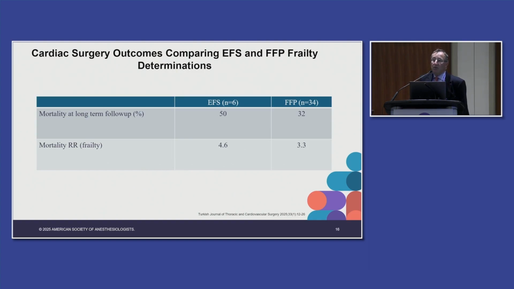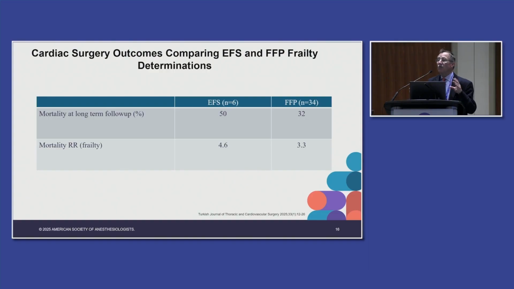Now, this particular slide highlights really clearly why it's important to keep in mind the bucketing, or the categorization, of frailty and the assessment instruments. This is from the cardiac surgery study where they looked at mortality over the long term and risk ratios. In that group of patients, they only had 6 patients that they classified as frail by the Edmonton, but 34 by the Freed.